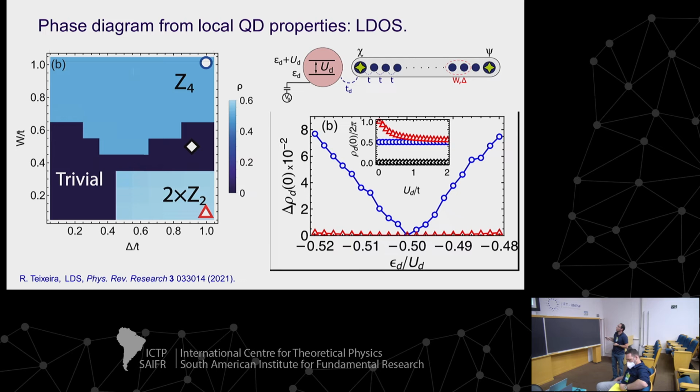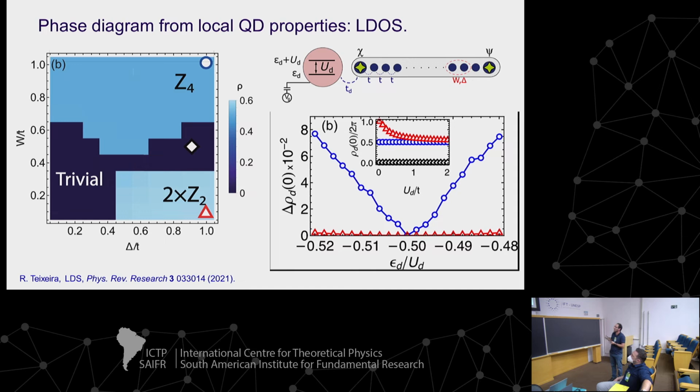All right. So another way is that if you change the gate voltage in the dot, the behavior of the density of states in the two cases is different as well. So this is the Z4. You have to subtract the background, but while the density of states in the 2 times Z2 phase is essentially just a smooth curve, in this case you have more of a V-shaped behavior related to some background, if you wish.